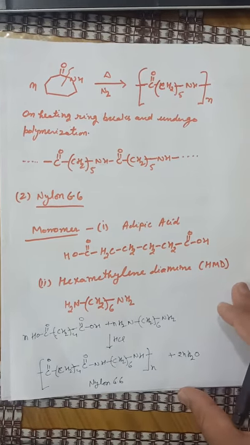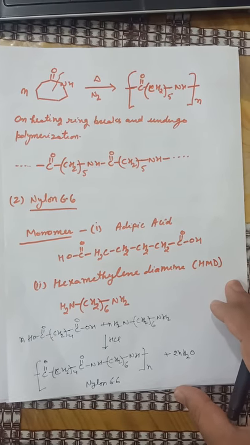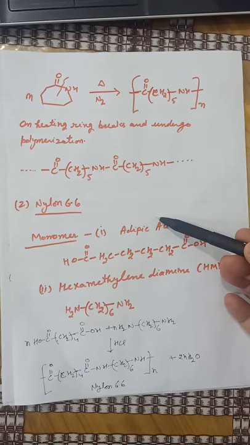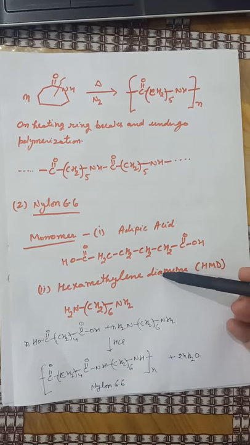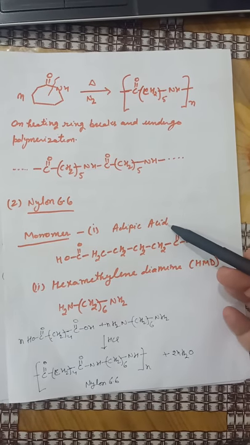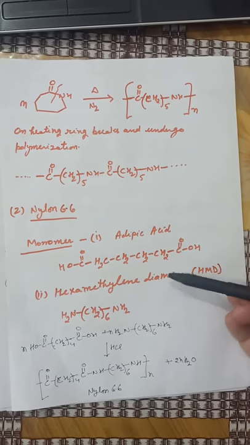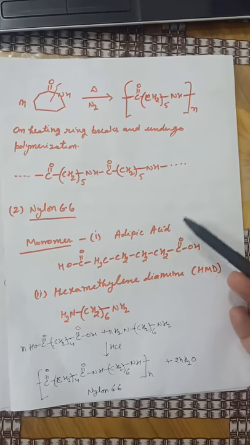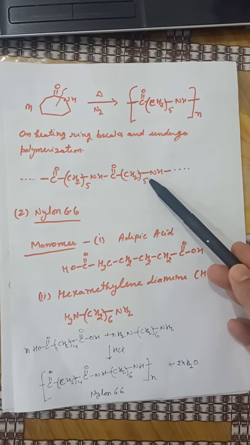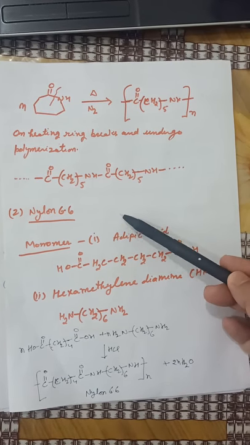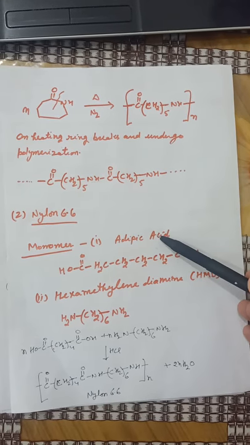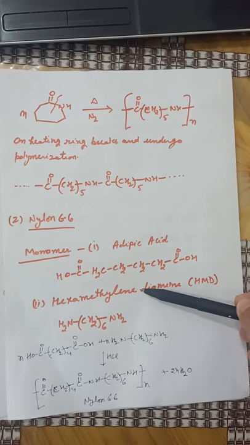Second polymer is nylon 6.6, and the monomers for nylon 6.6 are adipic acid and hexamethylene diamine. Now since there are two monomers, it is a copolymer. Okay, you know homopolymer and copolymer. Nylon 6 is a homopolymer because it has only one monomer, that is caprolactam. Nylon 6.6 is a copolymer because it has two monomers, adipic acid and hexamethylene diamine.